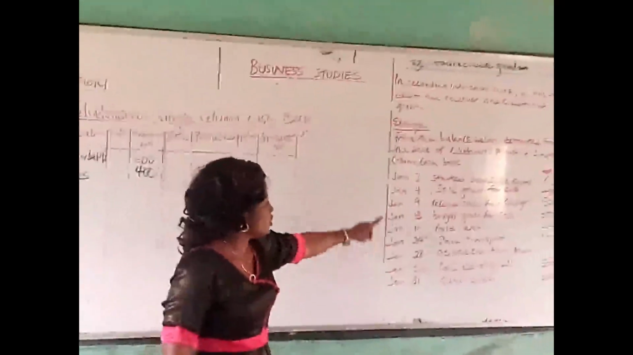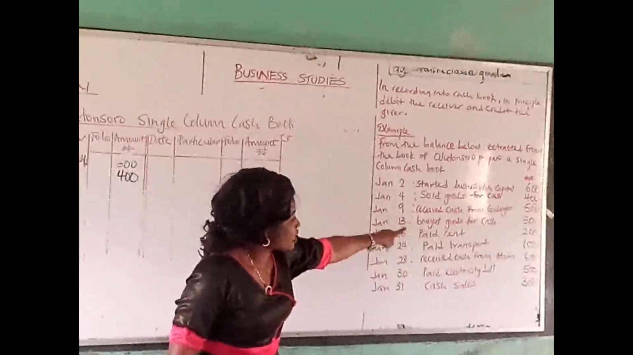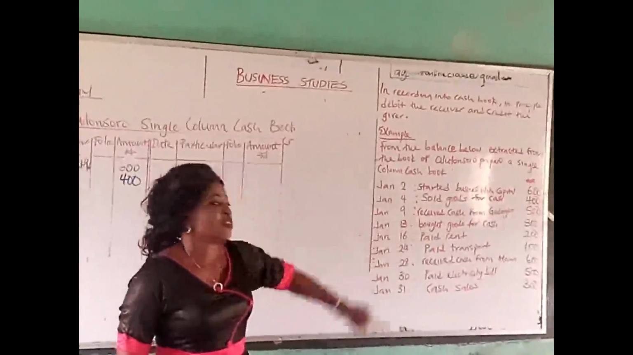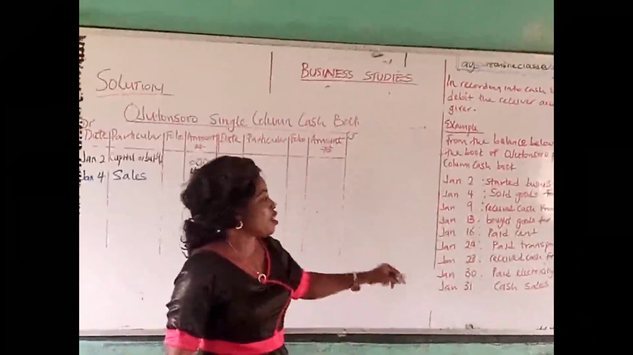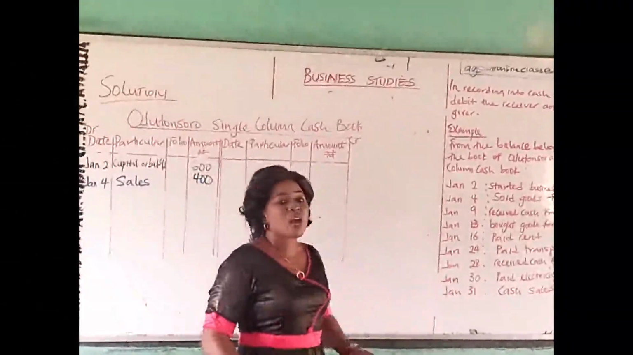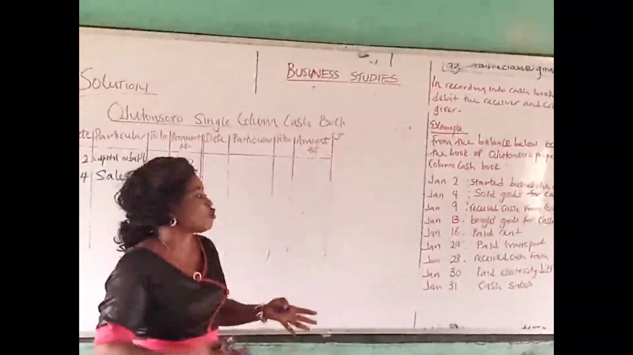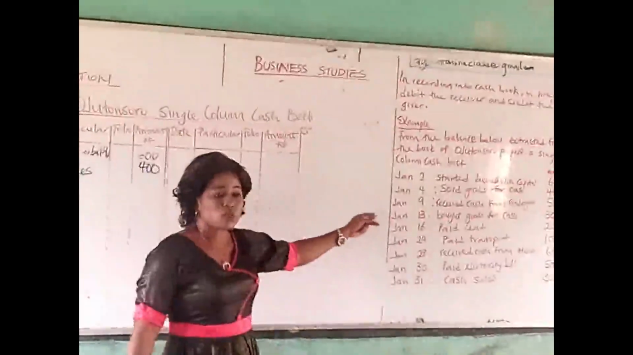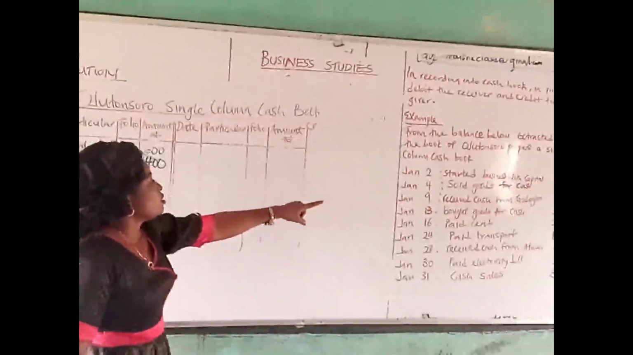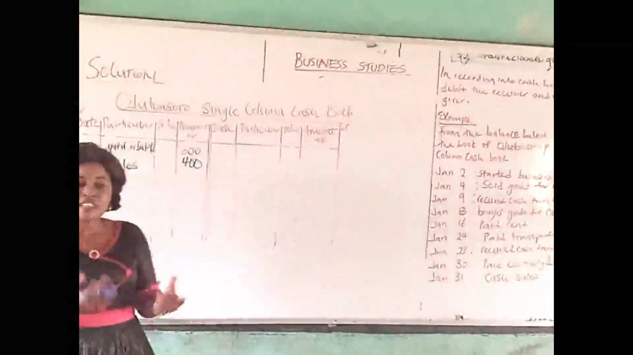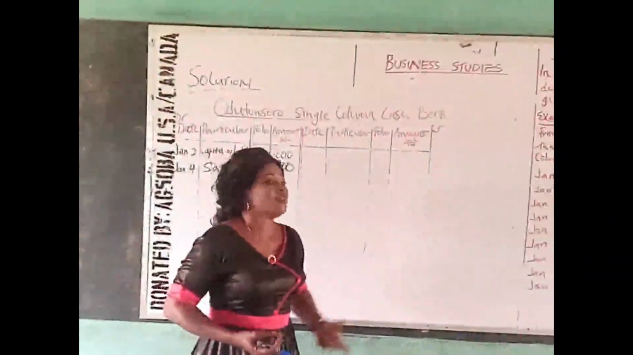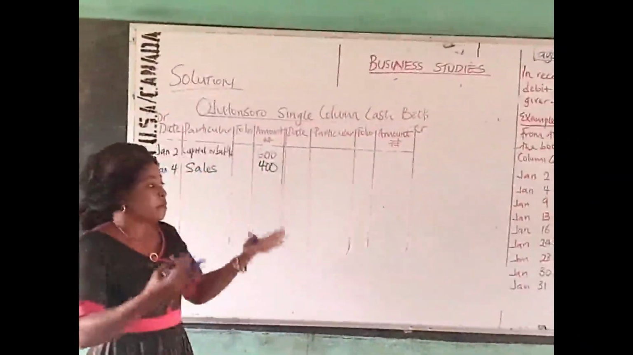Now the next one, January 9. Receive cash from Godogbo. Some of you are laughing, I can see you. Godogbo is one of your customers. The reason why I am using this funny name is for you to have interest in what we are doing. So, receive cash from Godogbo. You can know now if you receive that money or you pay the money out. Yes, good. You receive the money.